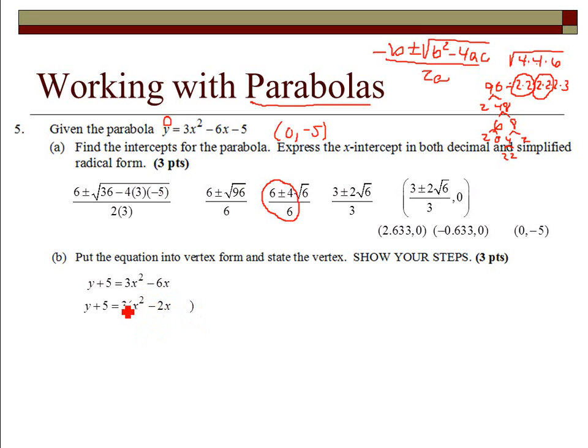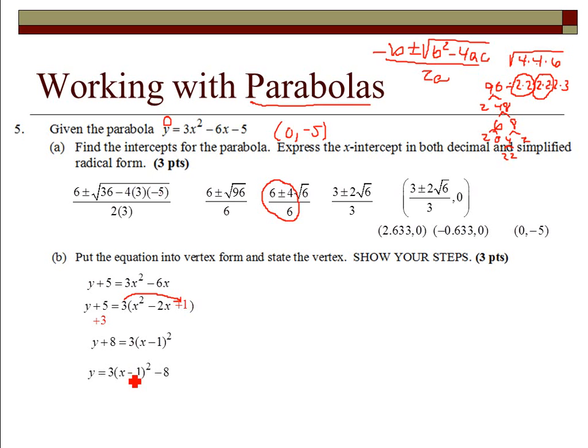Now if you use completing the square, the key thing is you have to have it as plain old x squared. You're going to have to factor out whatever's in front. Then I take half of the term that's here and square it. So I get -1 squared is +1. But what I really added to this side wasn't 1, I added 3. So I've got to add 3 to that side. I get y plus 8 equals 3 times x minus 1 squared.